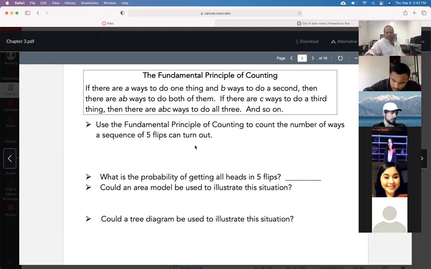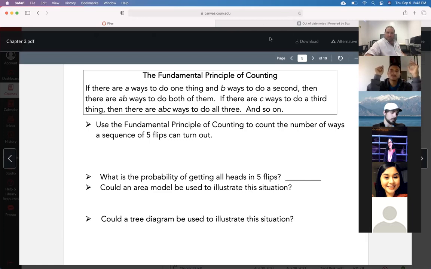And we can use it for some old examples. If I flip 5 coins, how many different outcomes are there? 2. So this is it right here. Someone just said 10, but they didn't use the principle of counting.